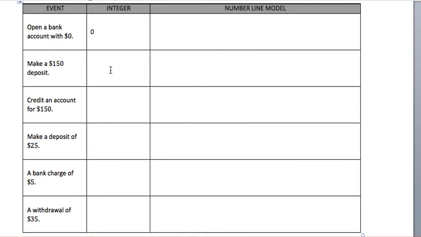Second event was $150 was deposited. A deposit is an increasing or a positive event that happens to your bank account. It increases your bank account. So that is a positive 150, and on your number line, you'll need to make equal intervals such that you can fit 150 on your number line.